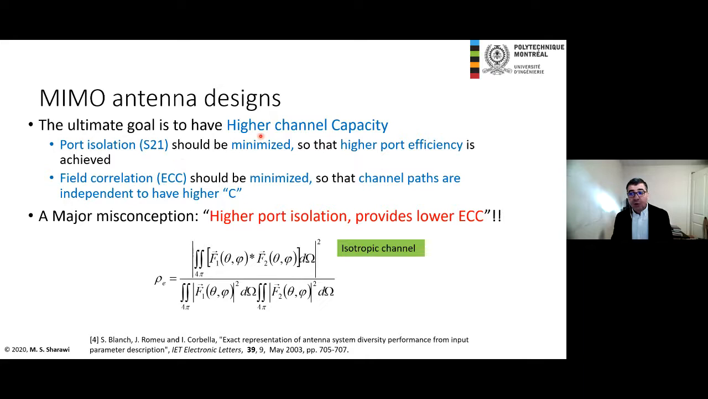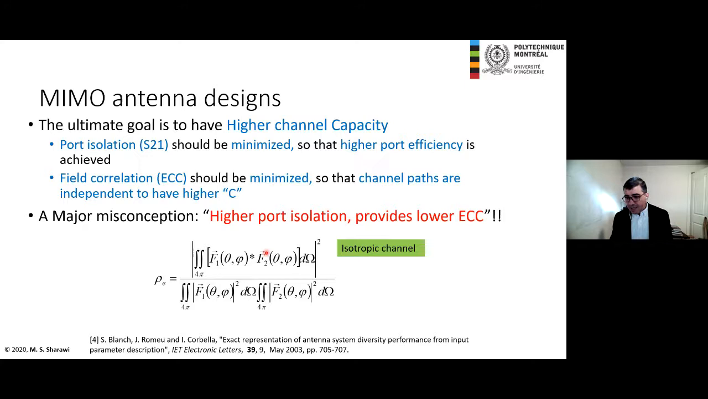Of course, the ultimate goal is to have a higher channel capacity. And this can be done with two things in mind. First, we need to have low port isolation so that we can have better efficiency. And we need to have low field correlation so that we can have independent channel paths and we can affect the channel capacity in a direct way. So a major misconception that has been floating over the past 10 years is that higher port isolation will provide you with lower envelope or field correlation. This is extremely not correct. This is only correct in an ideal situation.